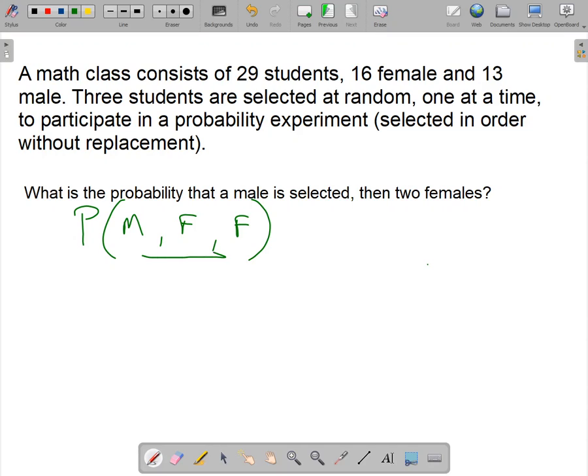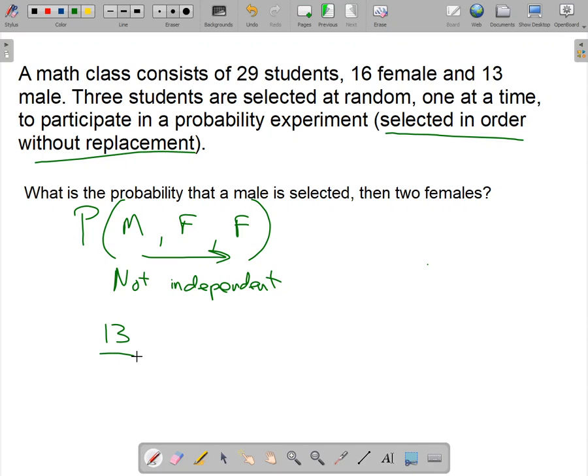And these are one after the other. They're selected in order, without replacement. So once a student is picked, they can't get picked again. They're out of the pool to be chosen. What that means is that these are not independent. So for example, the probability of getting that first male student is what? That one's the easiest one. How many males are there? 13. 13 out of a total of?